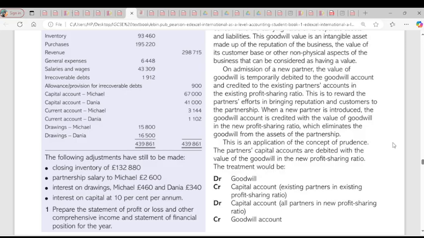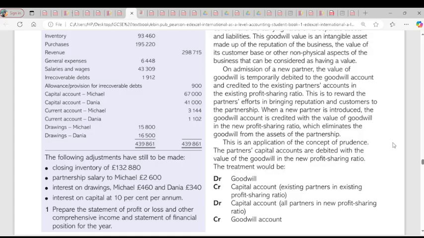Mister, did you do question 6 and 7? No. So Michael and Daniel's statement of financial position as at 31 December 2019. Oh, 2019. Yes, so all this is in 2019. Okay, I understand.